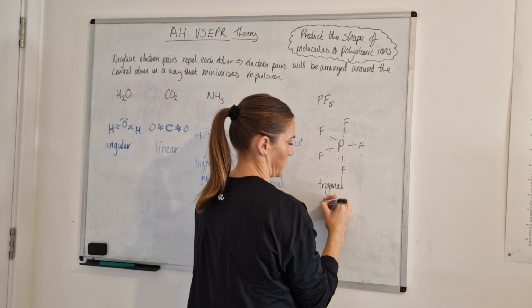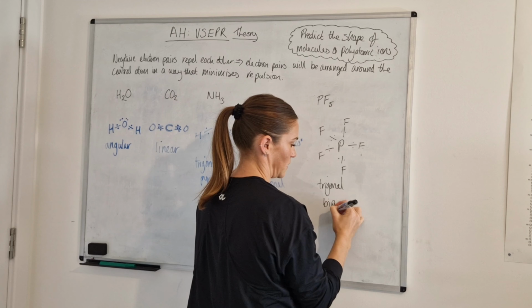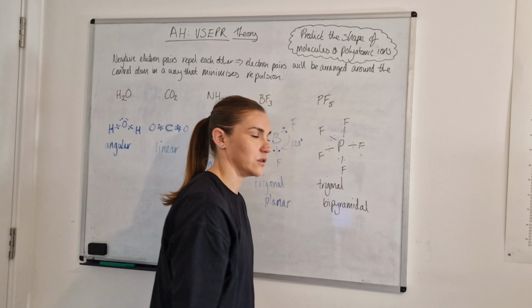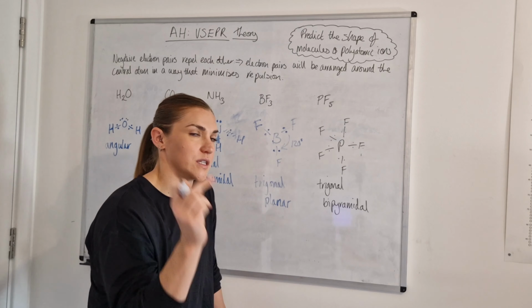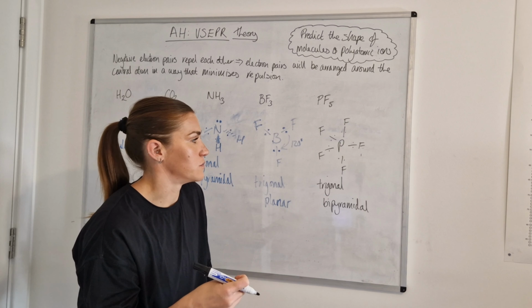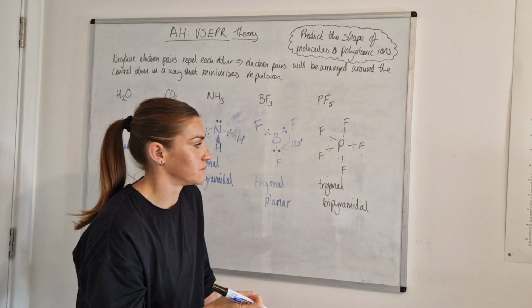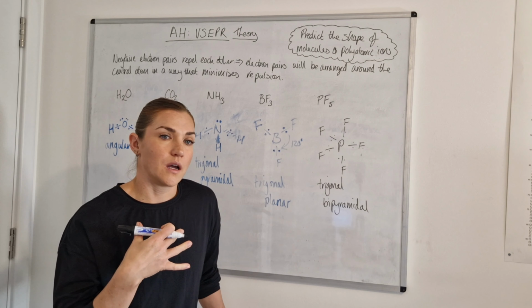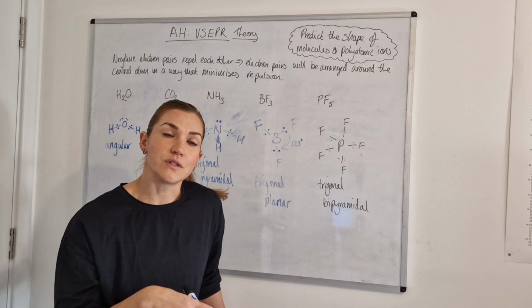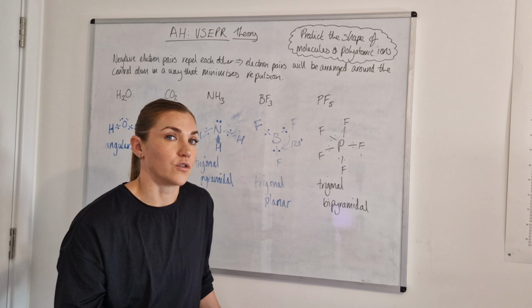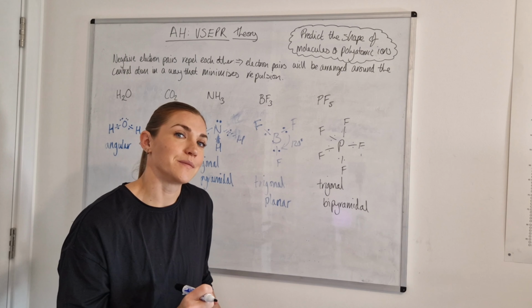This one doesn't come up very often, but it is worth knowing about. On the diagram I'll put here, it'll show the wedged and hashed bonds for you to make it a bit clearer as to what that shape looks like. So we'll go and do some polyatomic ion examples now, and then hopefully that will give you a good idea of how to draw your VSEPR theory molecule shapes.